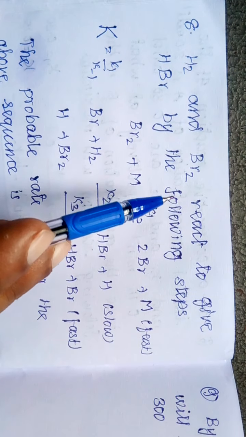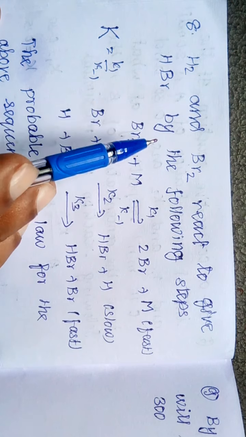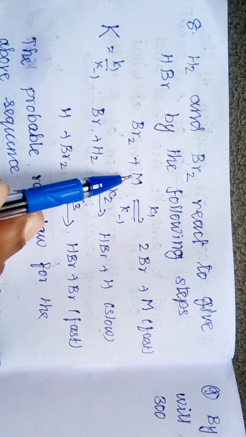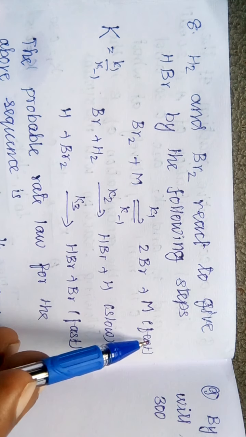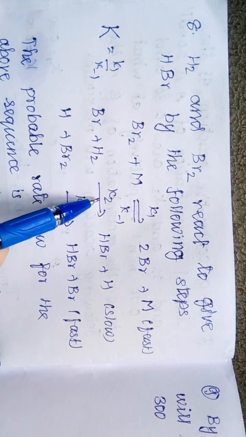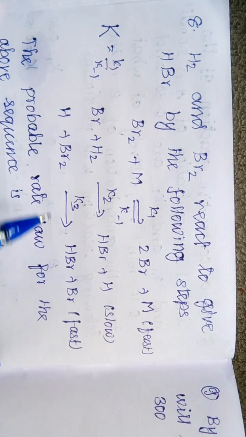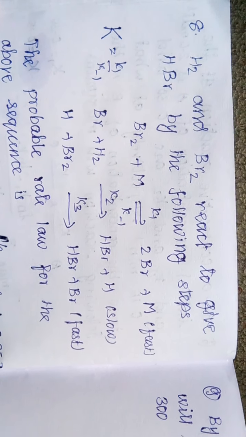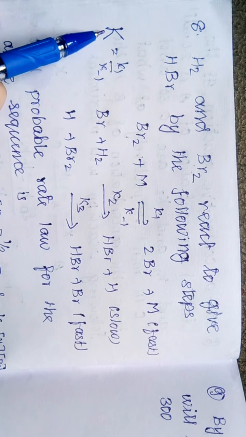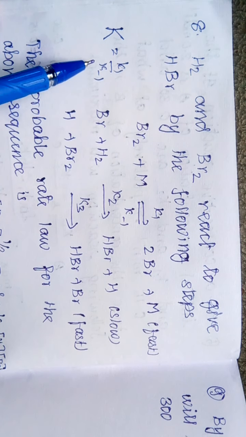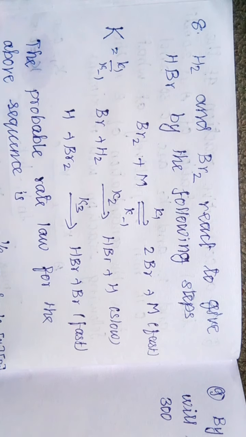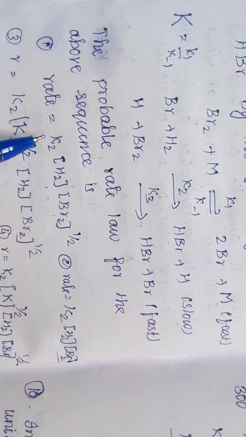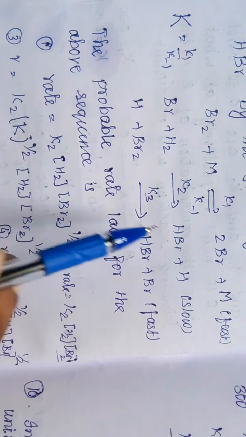H2 and Br2 react to give HBr by the following steps. This is for chain reactions. Br2 plus M gives 2Br plus M (K1, K minus 1), Br plus H2 gives HBr plus H (K2, slow step), H plus Br2 gives HBr plus Br (K3, fast step). They have given the constant capital K equal to K1 by K minus 1. The probable rate for the above sequence, the rate of HBr, they have asked.